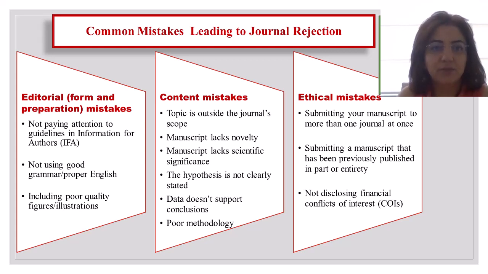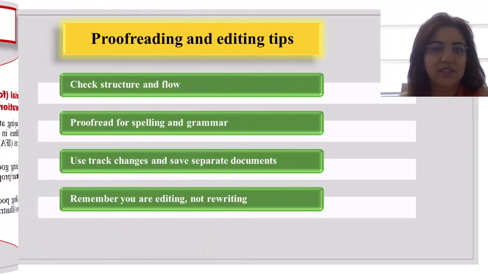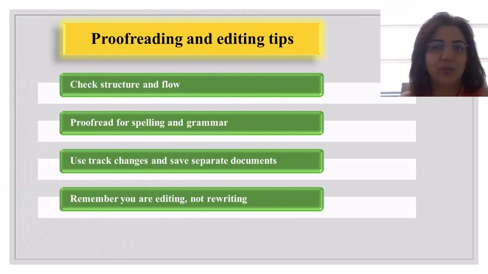Part of the submission process involves disclosing financial involvements of authors. Proofreading and editing your work is an essential final step to completing your written piece. Here are some tips for you to keep in mind next time you conduct final checks on your work.